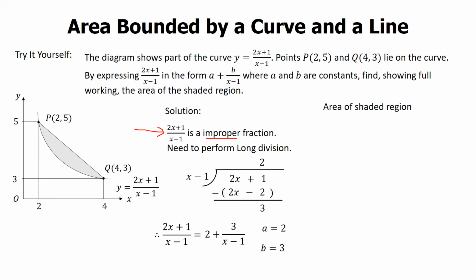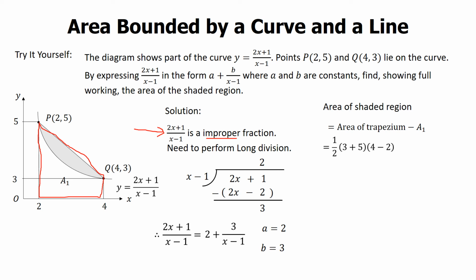Okay, so now I want to find the area of the shaded region. Most likely, I want to find the area of the trapezium minus A1. So we label this as A1. So it's the area of the trapezium minus A1. Where is the trapezium? So this is the trapezium.